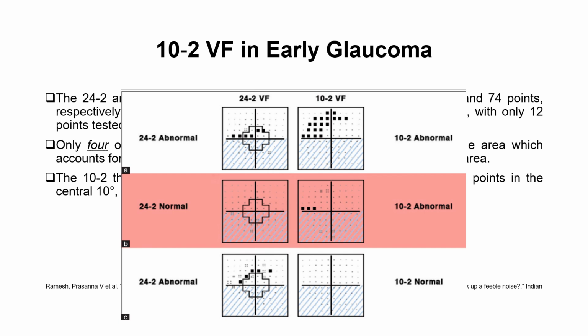you will find a normal 24-2, however an abnormal 10-2. And this is the importance of doing the 10-2 in early glaucoma, or even in patients with a strong history and high suspicion for having glaucoma, however the 24-2 is normal. And the final scenario is where the points are outside the central macular area, where the 24-2 will be abnormal and the 10-2 will be normal. So both of them are important, and you should use them very carefully.